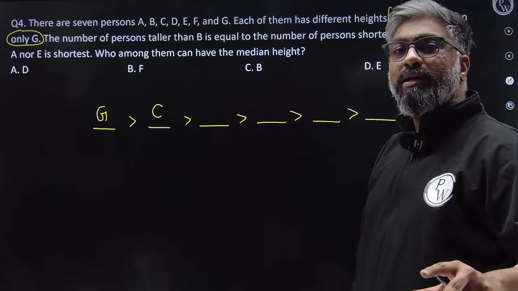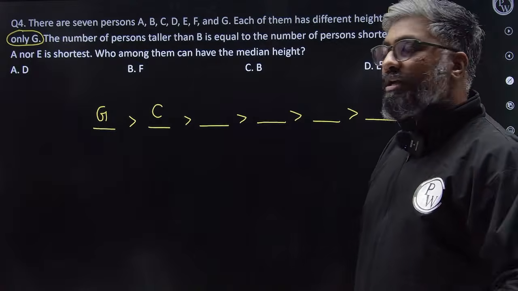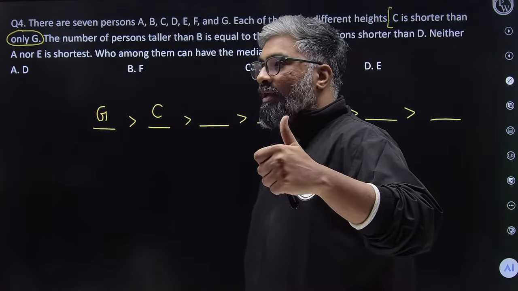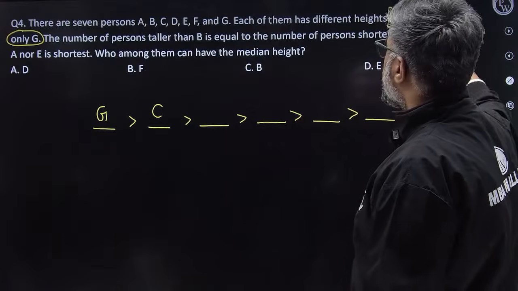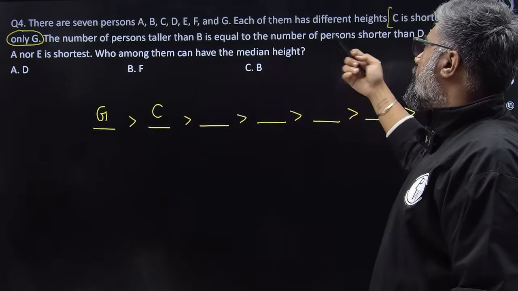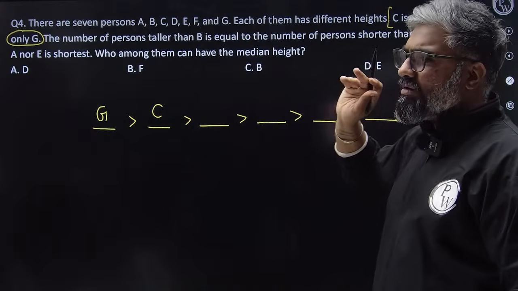Clear? So fixed arrangement is what is required here. Floating arrangement can leave you astray. Fixed arrangement will tell you clearly that this is G, this is C. Clear? Very good. Perfect. This one is done. Next, they are saying the number of persons taller than B is equal to the number of persons shorter than D. What does this mean?